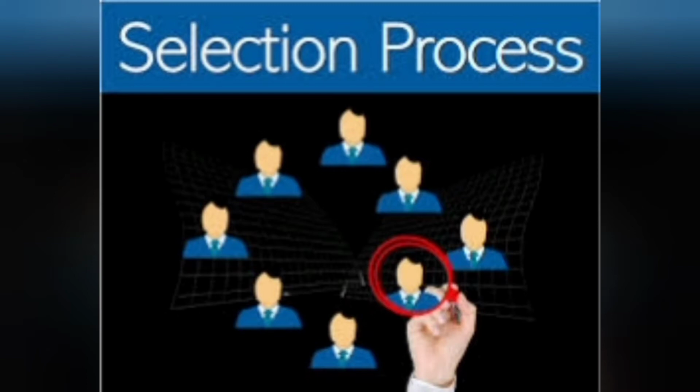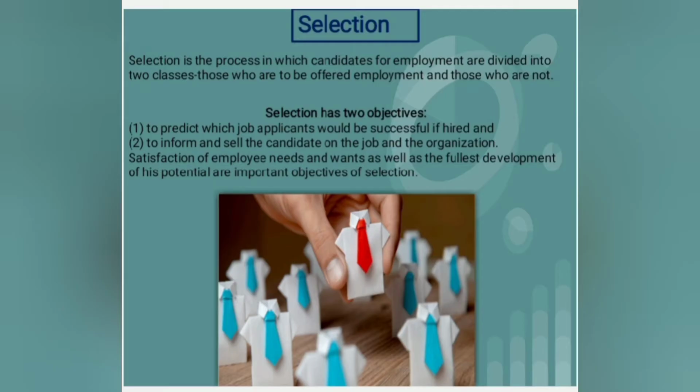First, we will look at the definition of selection. As you notice from the image, it is picking the right candidate. But as per the definition, it is the process in which candidates for employment are divided into two classes: the candidates who are given the offer letter, the people who are selected, and the people who are rejected.